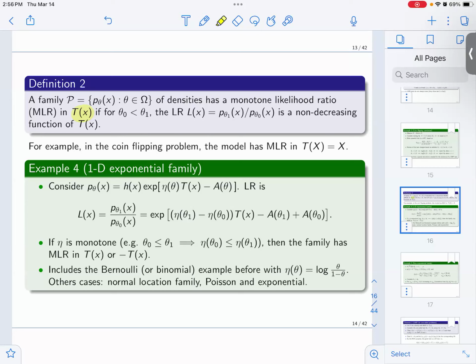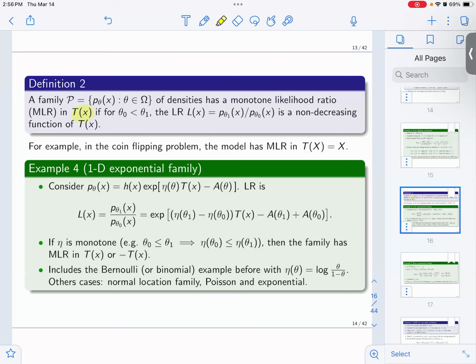And it would be fine. So let's say non-decreasing. It doesn't matter initially. It just has to be monotone. It doesn't go up and down. So if that's the case, then there exists a one-sided UMP test, and it can be written in terms of this T of X.